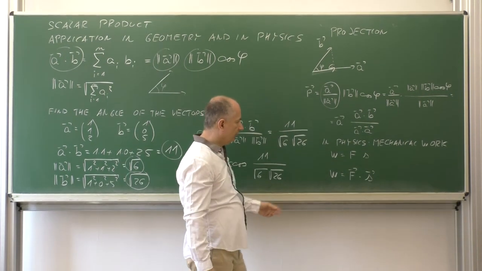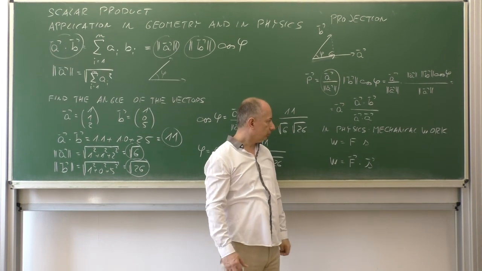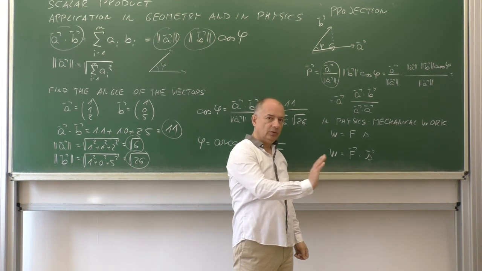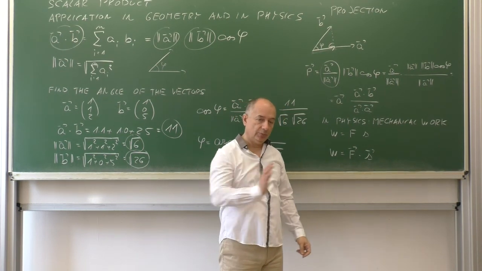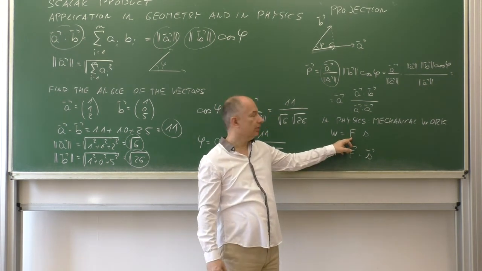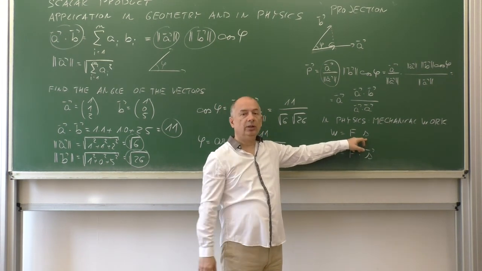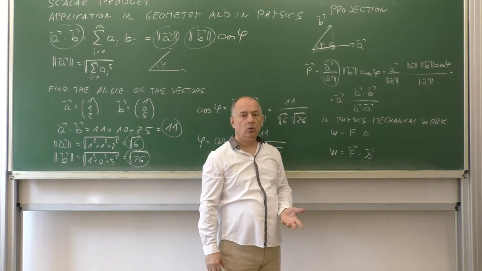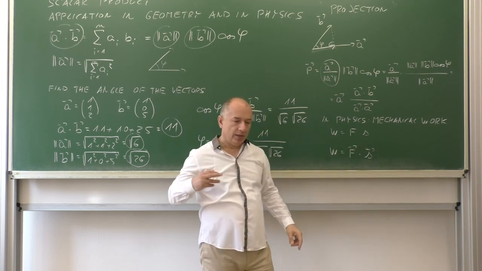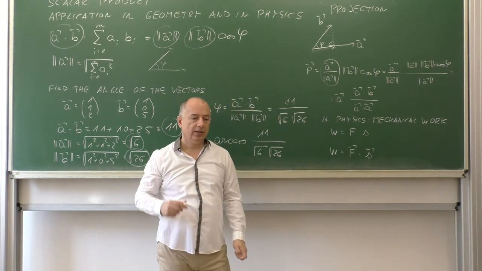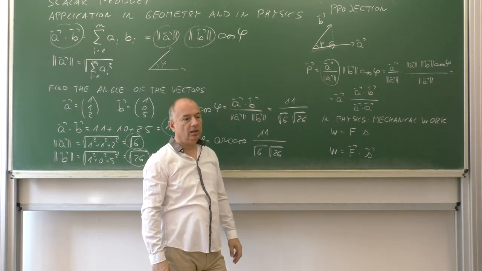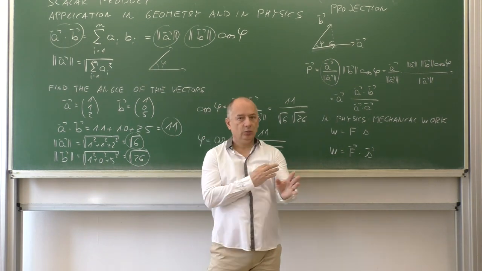Another application of the scalar product is in physics, namely mechanical work. If you apply some force, F, along some displacement, S, then if you multiply the force in newtons times the displacement in meters, you get the mechanical work in joules. This is okay when the direction of the force is identical with the direction of the displacement of the motion. In general, you can push in a different direction than you move.